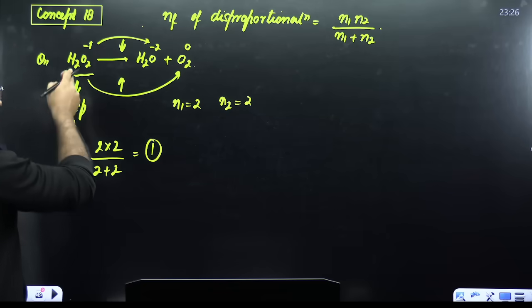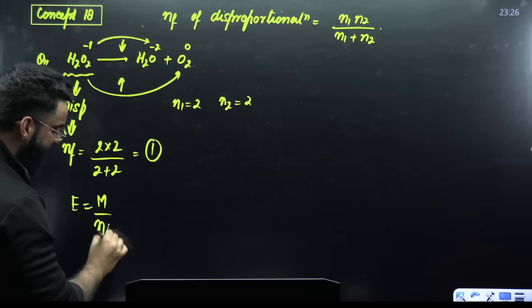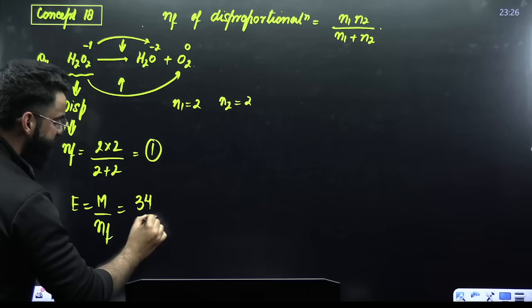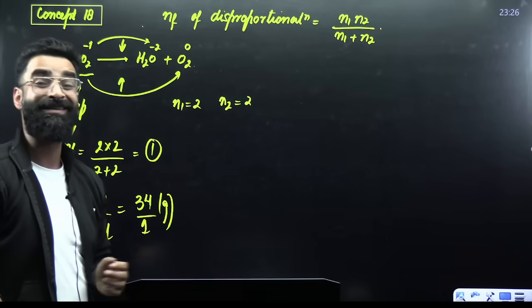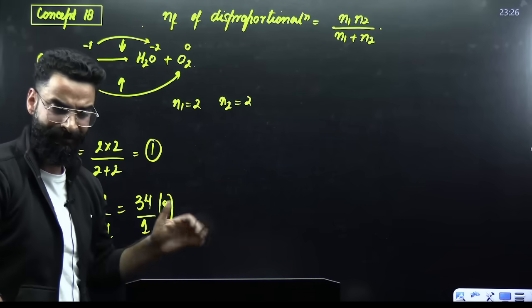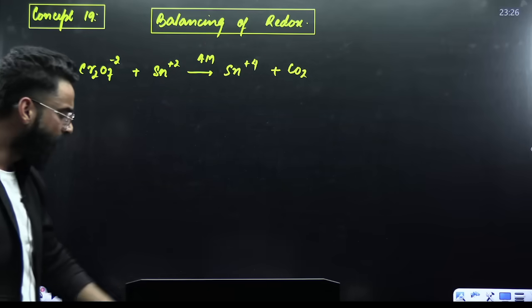So if you got the n factor of H2O2, equivalent mass is nothing but molar mass divided by n factor. Molar mass of H2O2 is 34 grams. Its n factor is 1. So the answer will be 34 grams. Even this was a question which was asked in AIIMS as well. This particular one. A simple basic one. Moving on to the next concept, that is concept number 19.